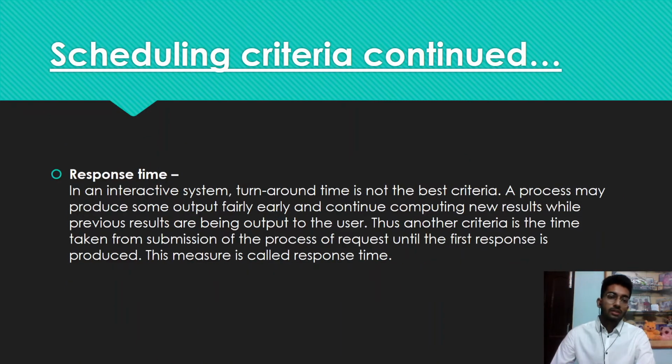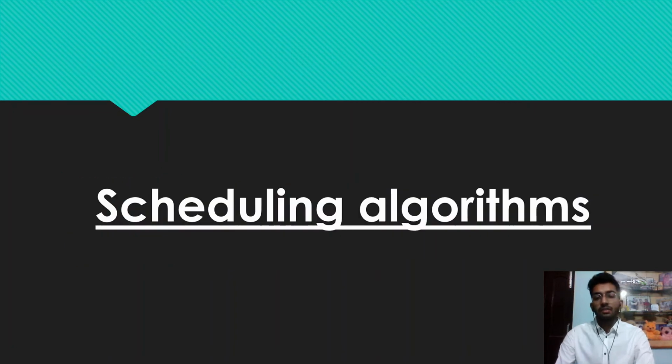The next topic is response time. In some systems, turnaround time is not the best criterion, so another criterion is introduced, that is response time. Response time is the time difference between the first response that we get and the arrival time of the process. Now let's get started with the scheduling algorithms.